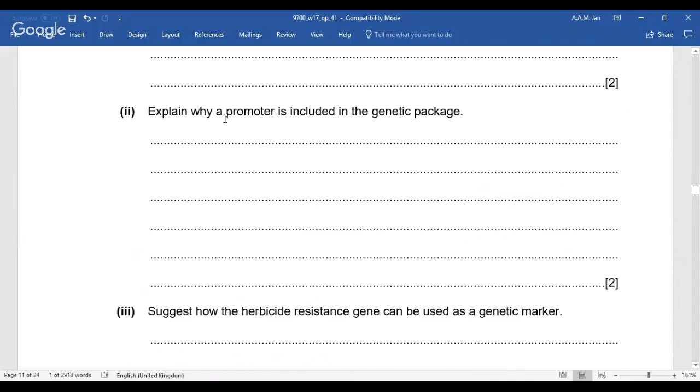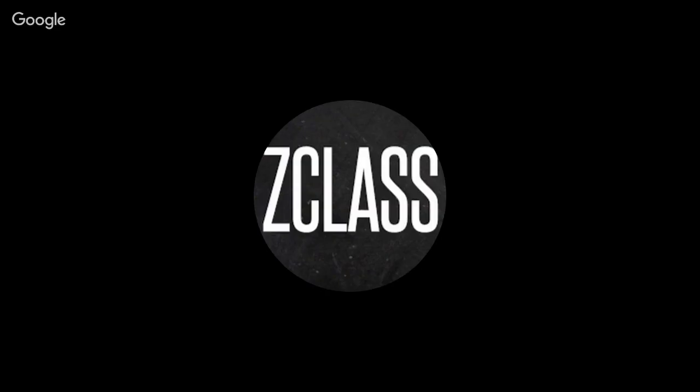Great. Explain why a promoter is included in the genetic package. I said I wasn't sure if they meant if they were actually using a plasmid in a bacteria, but I did apply it to that. So I said when the vector is inserted into, for example, a bacteria, the gene must be switched on first in order for the protein to be transcribed. Therefore a promoter is added, which tells the bacteria where to bind and which strand to use and under which circumstances the gene should be transcribed.